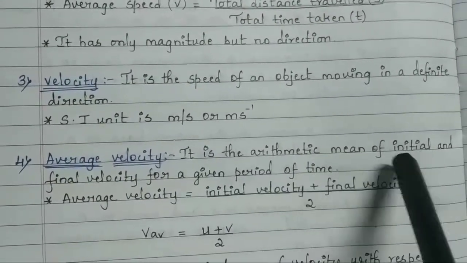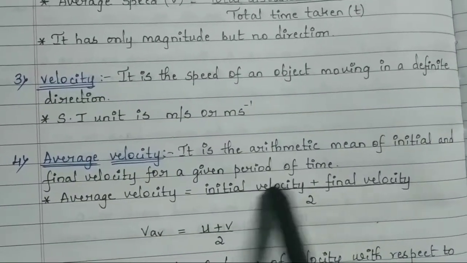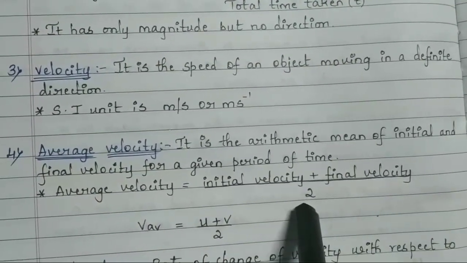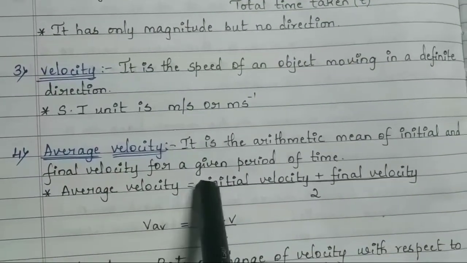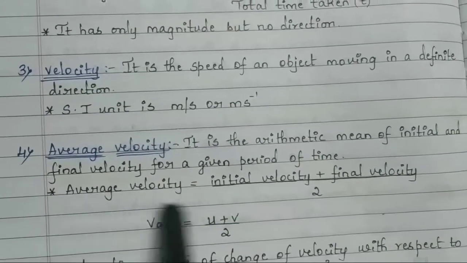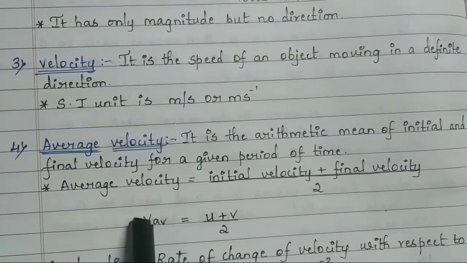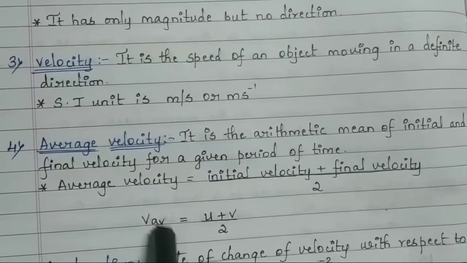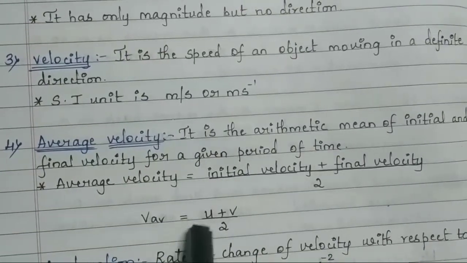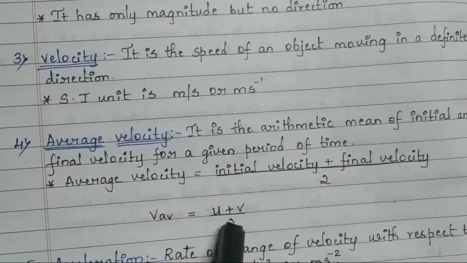That is the arithmetic mean of initial and final velocity. Here two velocities we have to take, that is initial velocity as well as final velocity. Since two terms are taken, we divide by 2. So this is the formula for average velocity: initial velocity plus final velocity divided by 2. Average velocity is denoted by V_av, where V stands for velocity and AV stands for average, which equals (u + v) divided by 2, where u is the initial velocity and v is the final velocity.